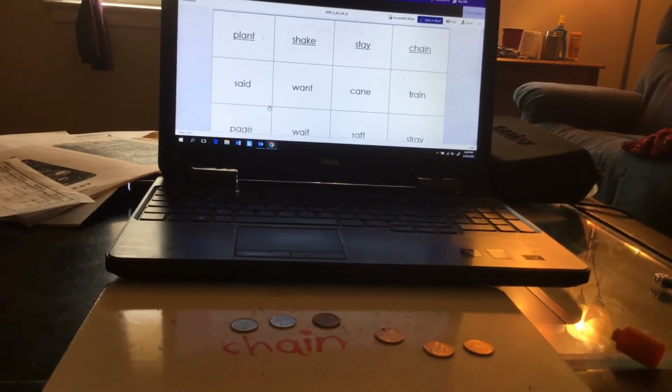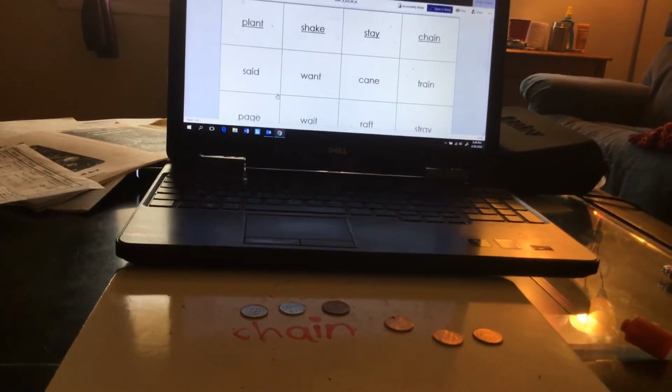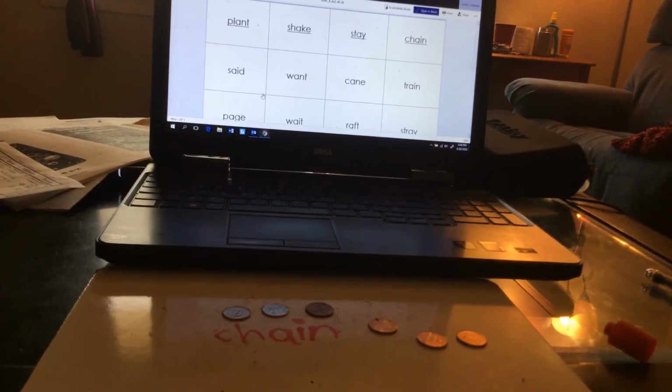Alright, so those are our header words for our A words: AI, AY, A consonant E, and A, which is just the A by itself.